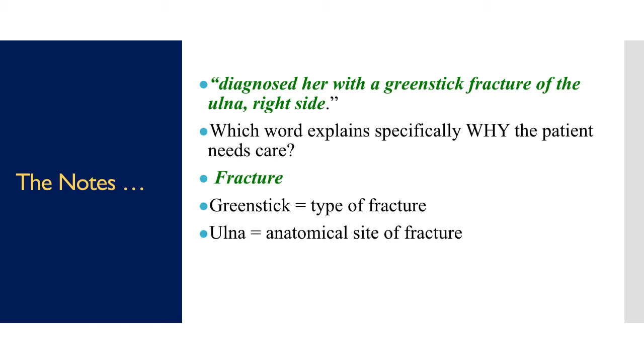Which word explains specifically why she needed care? Can you figure it out? It's the word fracture. And green stick is a type of fracture, and ulna is the anatomical site of the location of the fracture. And as we learned and had added through our query of the physician, specifically the shaft of the ulna. Okay, so do you see how this one diagnostic statement breaks down, which is important for you to identify these parts because that's how you will look it up in the ICD-10-CM code book.